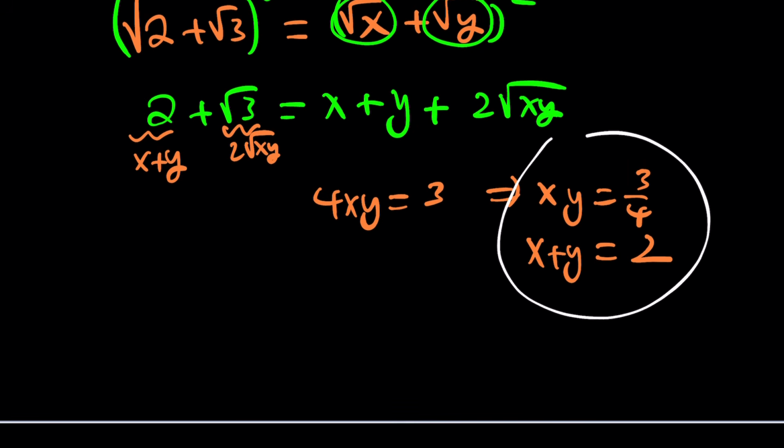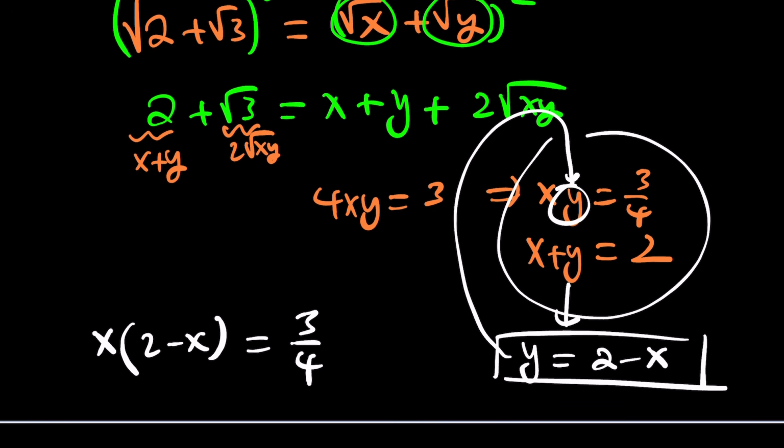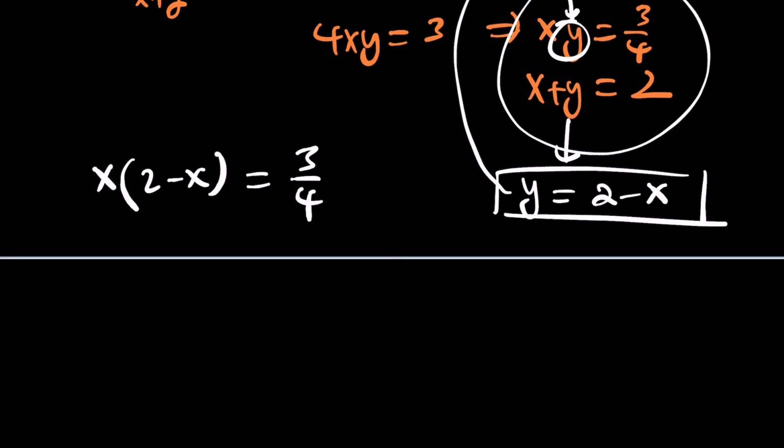If you solve that system, and there are so many ways to do it, I prefer isolating y and then substituting that into the first equation like this. So replace y with 2 minus x and then solve the resulting quadratic. Obviously, from here you can tell x is going to be rational, but not an integer, right?